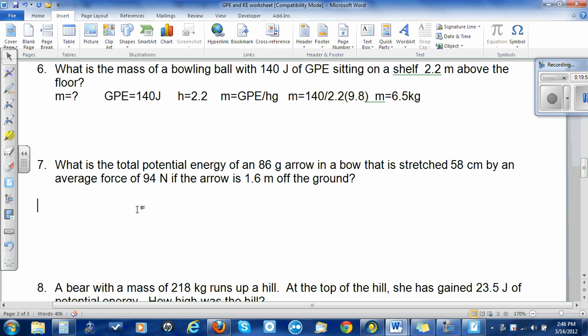Okay, that is 1.6 meters off the ground.